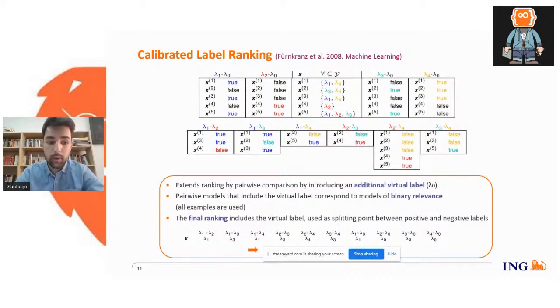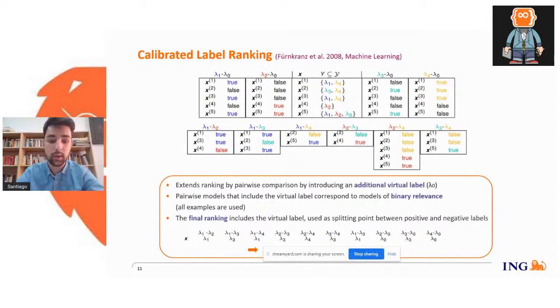It's called calibrated label ranking, and it is a combination of the previous two. It's going to learn both those models from binary relevance on the top, as many as labels, and those from the ranking by pairwise comparison method on the second row, as many as pairs of labels. Again, each model is giving a vote to one of the two labels.